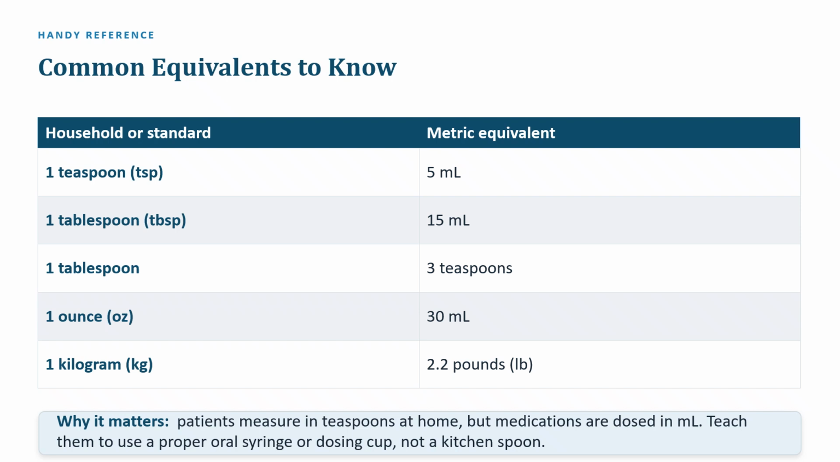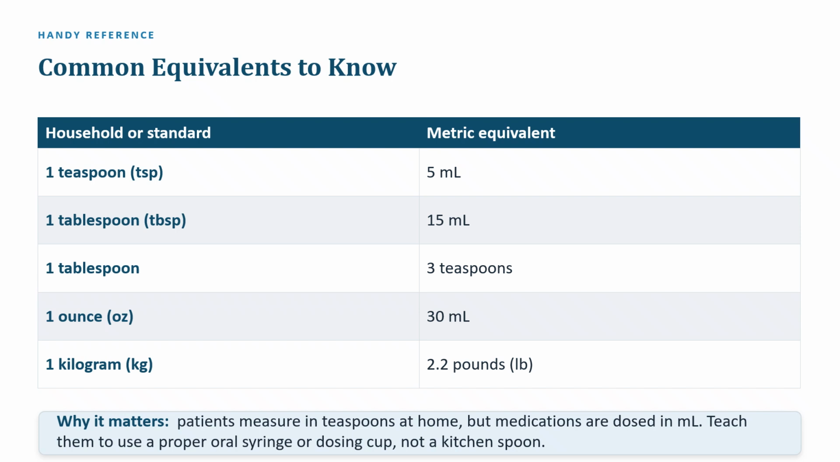These equivalents are worth committing to memory because they come up constantly and a good clinician recalls them instantly. Look at the table. 1 teaspoon equals 5 milliliters. 1 tablespoon equals 15 milliliters, which is also the same as 3 teaspoons. 1 ounce equals 30 milliliters. And very importantly, for weight-based dosing, 1 kilogram equals 2.2 pounds.